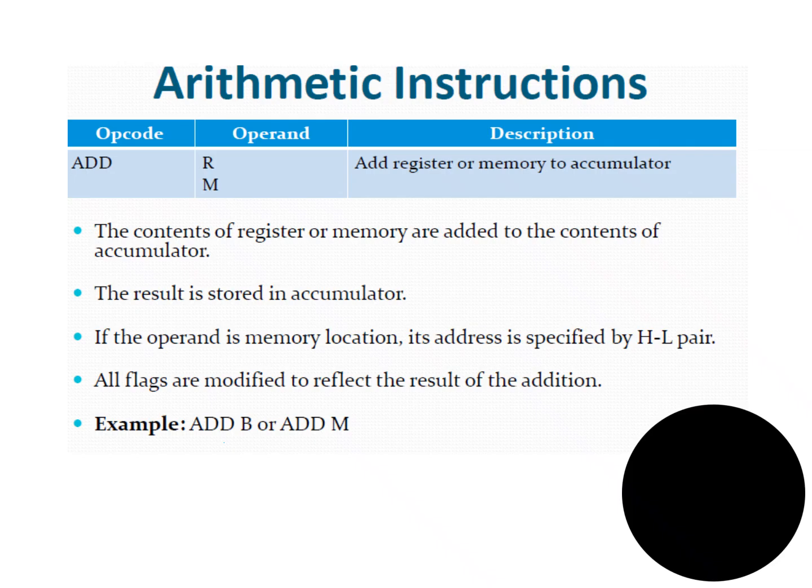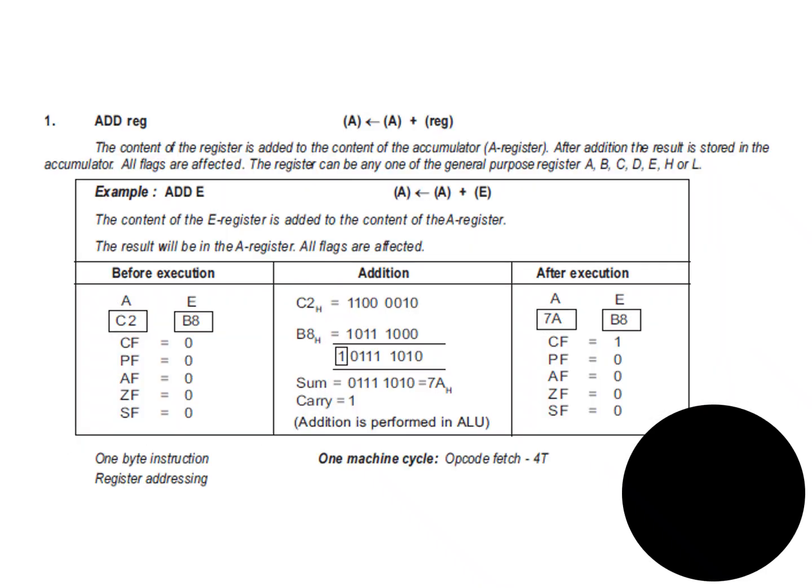ADD M means A plus M. One of the data by default lies in the accumulator. ADD register: you can see here ADD B, which we had in the previous slide. ADD B means A plus B, and finally it is stored in A. So here ADD E, A plus E, finally the data will be stored, and the flag register will be modified accordingly.